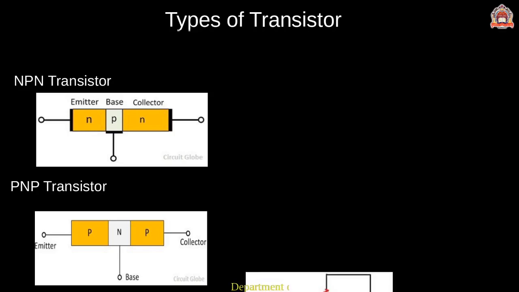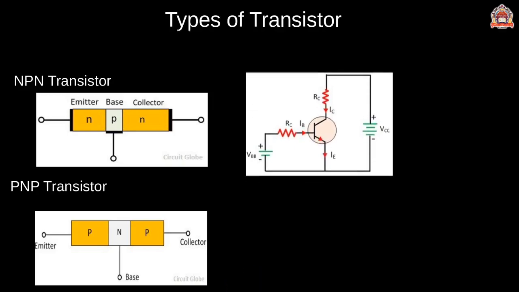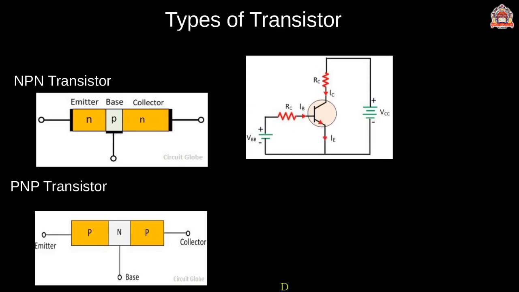This is the circuit diagram of the NPN transistor. The collector and base circuit is connected in reverse bias, while the emitter and base circuit is connected in forward bias.